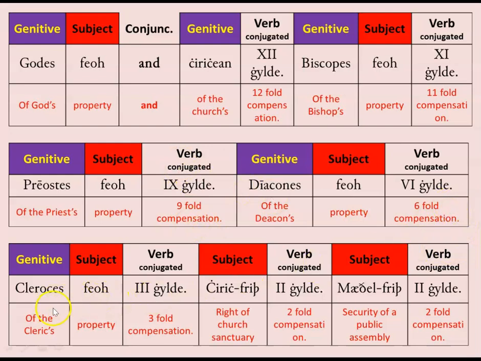Clerices Ferch Tharia Yulde. So of a cleric's property, 3-fold compensation. So if you took a pig worth 10 shillings from a cleric, then you'll be paying 30 shillings back to the cleric. A huge disincentive to touch any church property.